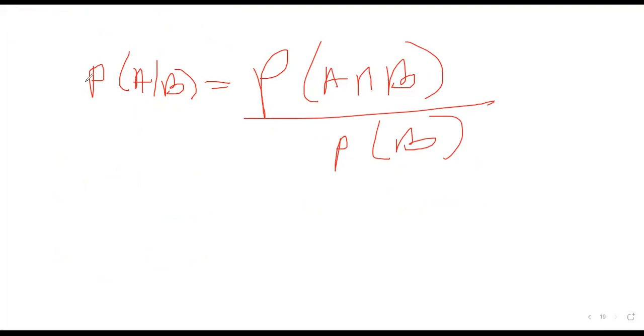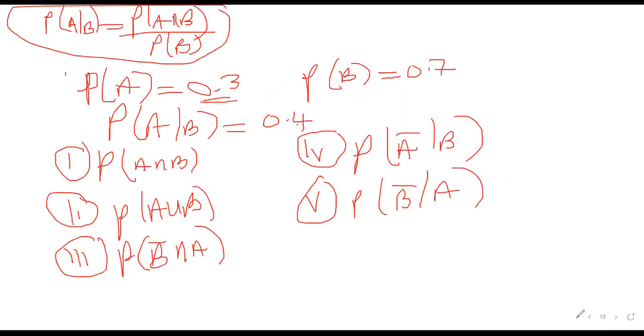That's the formula for probability of A given B, because the probability of A intersection B over probability of B. So A given B, we have been given here. What's our A given B? 0.4 also.